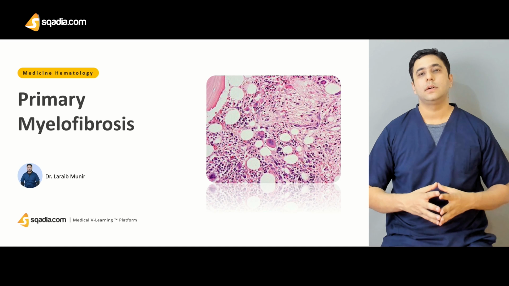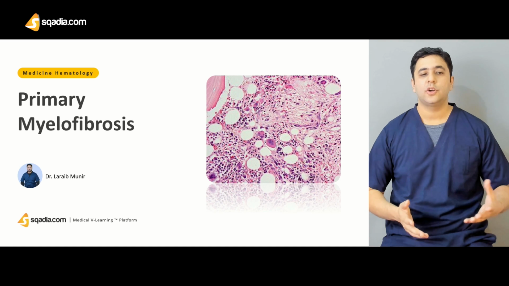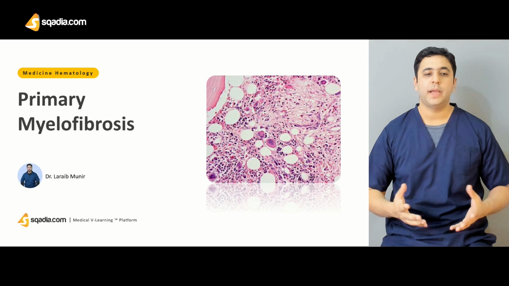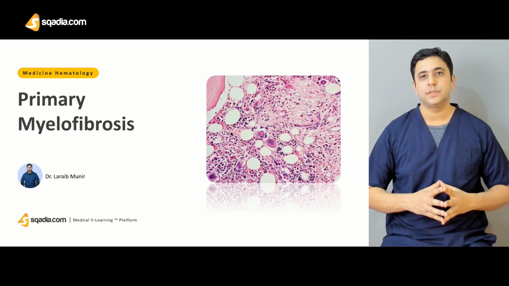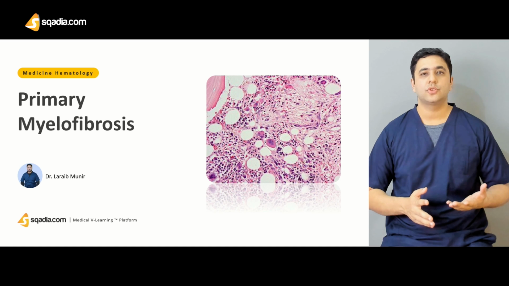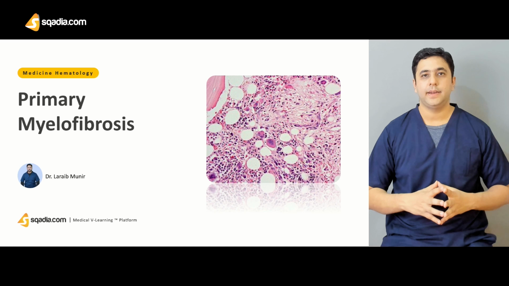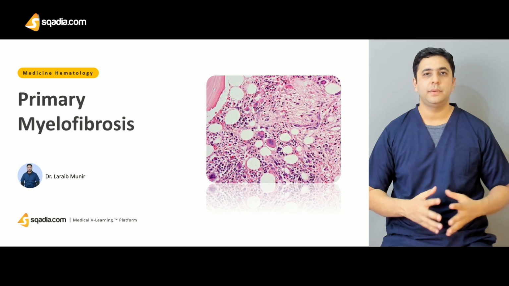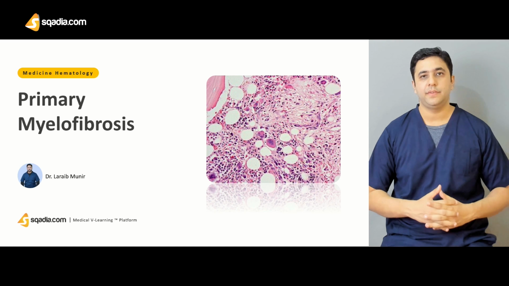We talked about polycythemia vera and essential thrombocytosis in the other lectures. Our topic of discussion today is primary myelofibrosis. Now, primary myelofibrosis is by far the least common of the myeloproliferative disorders, but it also has a higher mortality rate because it has slightly different pathology and slightly different etiology from the other myeloproliferative disorders.